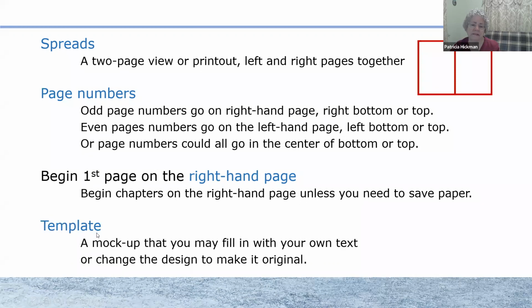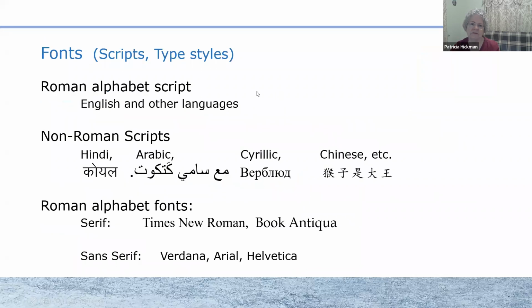A template is a mock-up that you can fill in with your own text and your own pictures. Some templates are very fancy, like for a brochure. You can fill it in with your own text and pictures, or you can even change the design to make it look more original, make it your own.